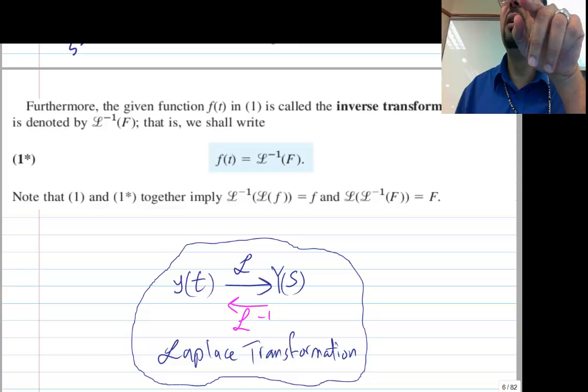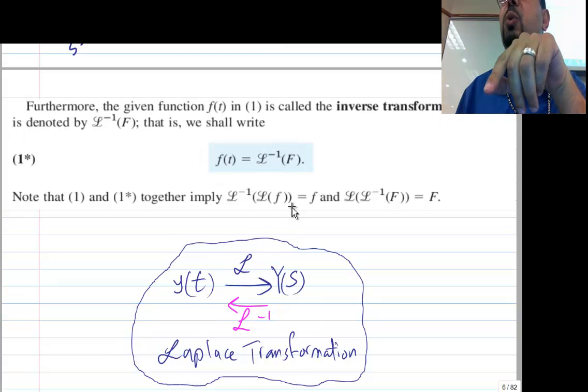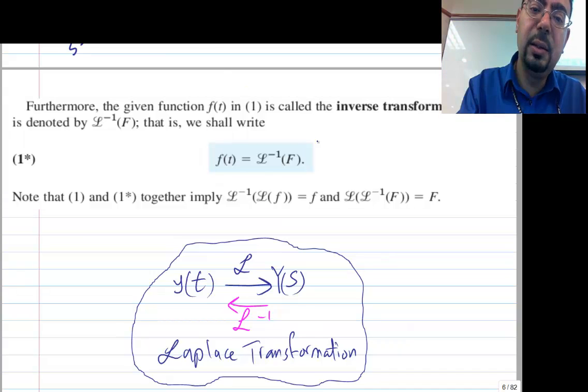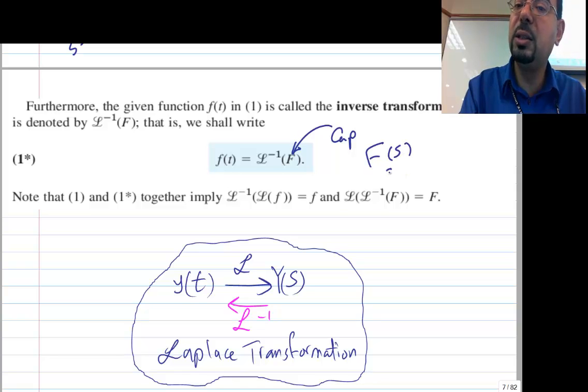The inverse is basically going to be L minus 1. And so simply, again, when it's capital like this, that means it's f of s, the S domain.